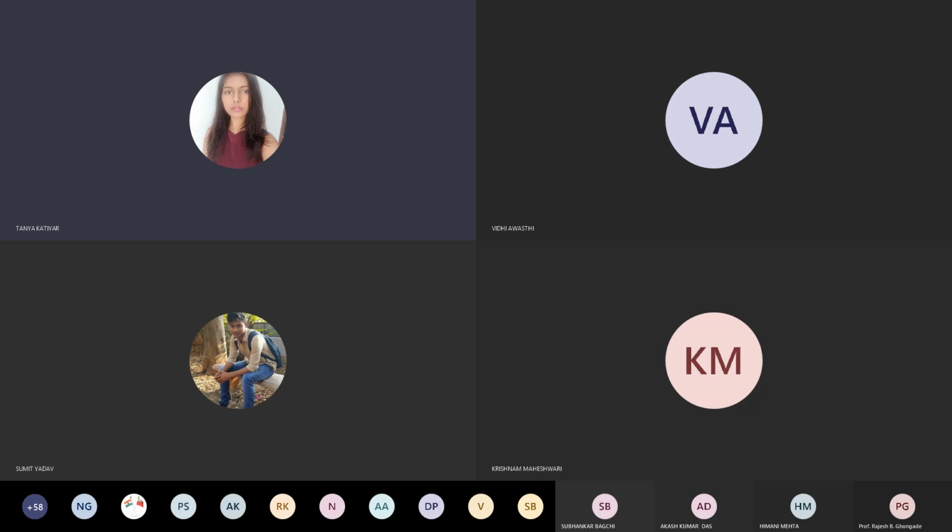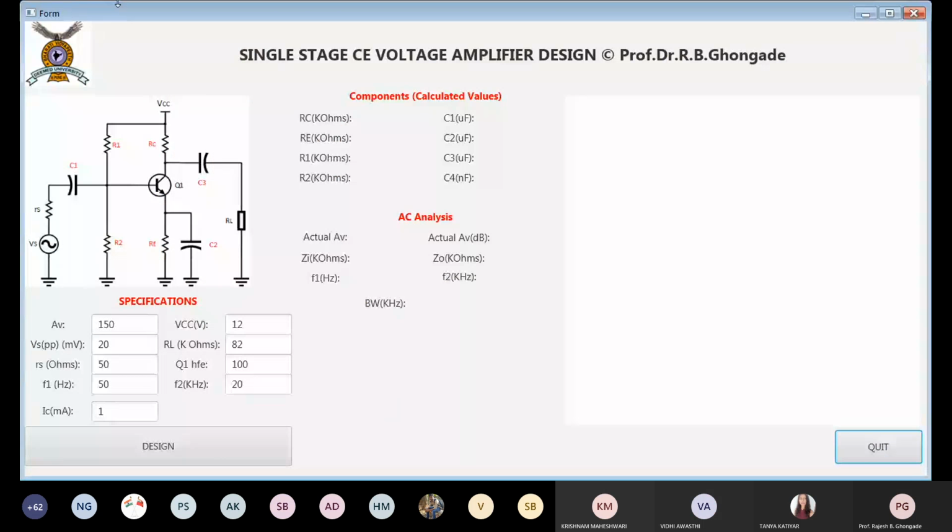So are you able to see this now? Single stage common emitter amplifier design. Yes, sir. Okay. So just check whether all your specifications are as per our example.